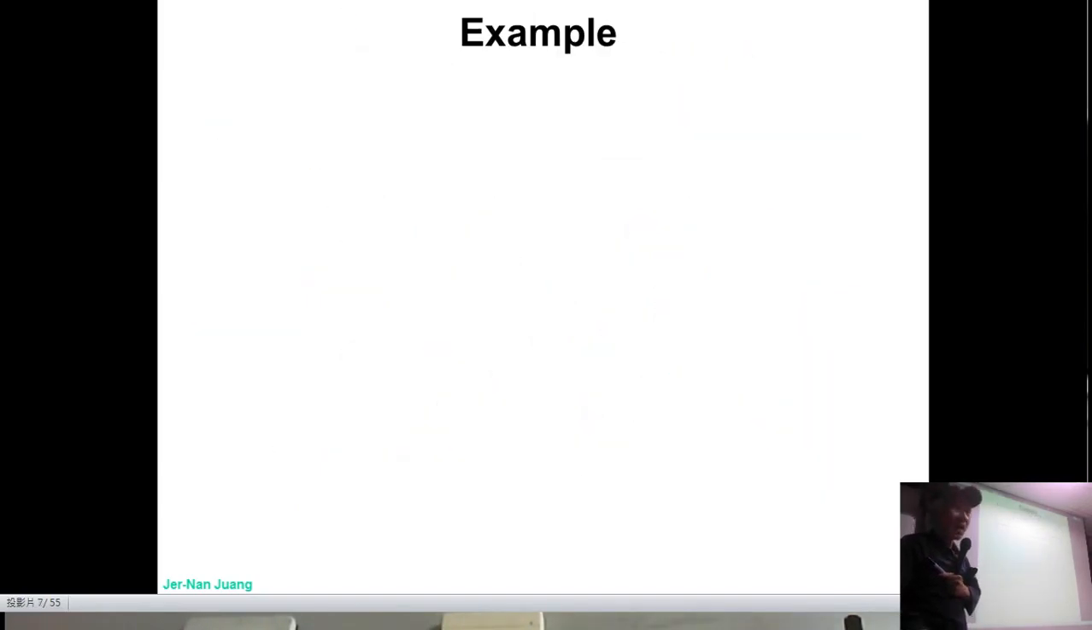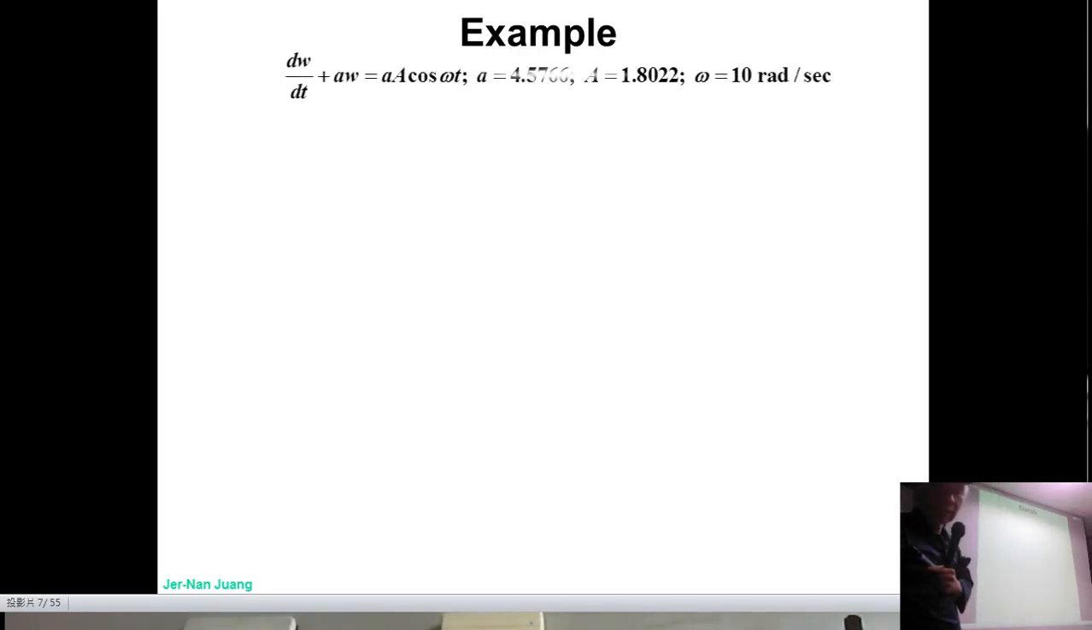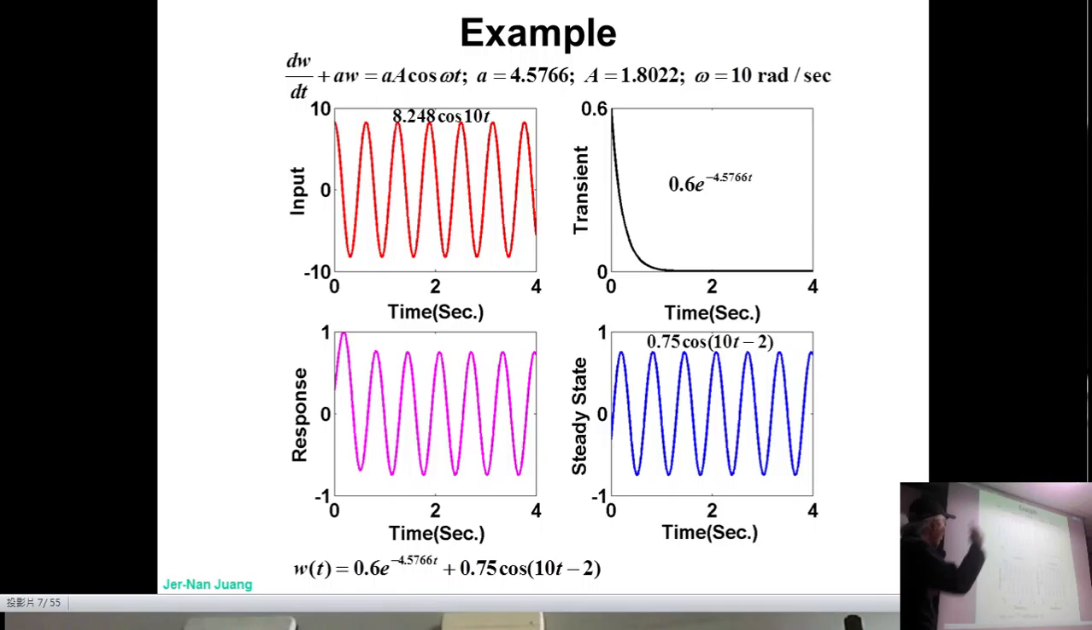I already gave you the physical meaning of phi. Okay, let us look at a real example. Assume I have a value for small a, and I have large A at 1.8 there, and I have omega, which is 10 radians per second. Then when you solve that, we have an input that is 8.248 cosine 10t. And that's my input to the system.